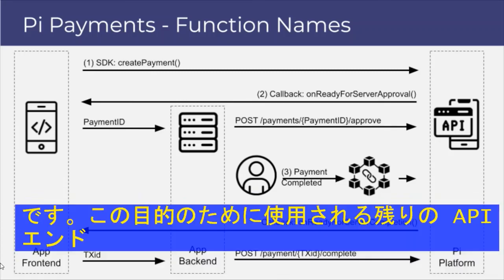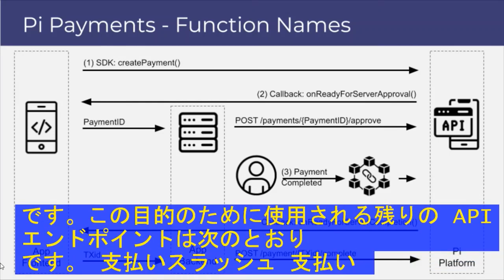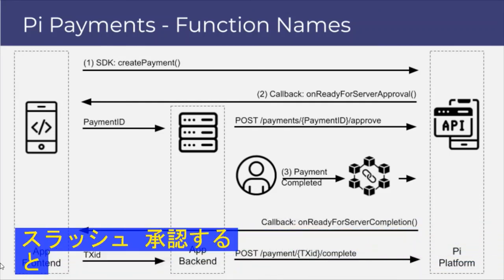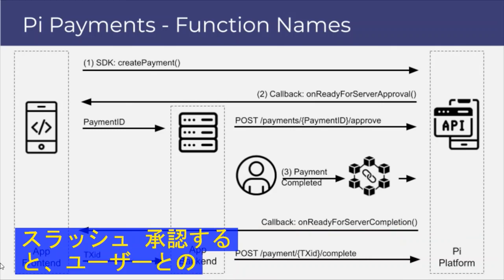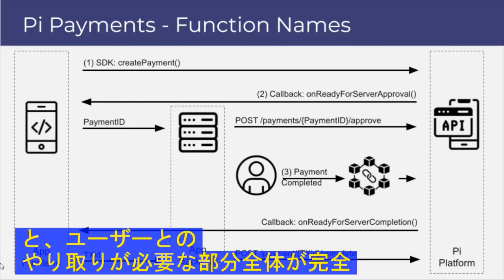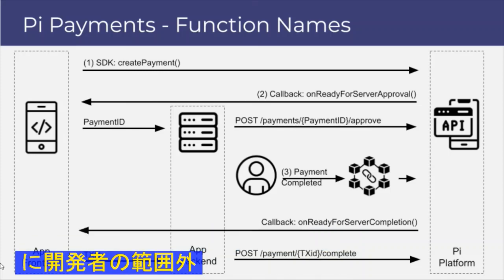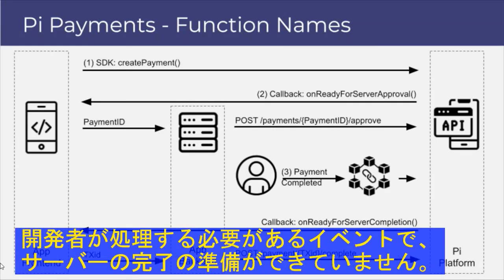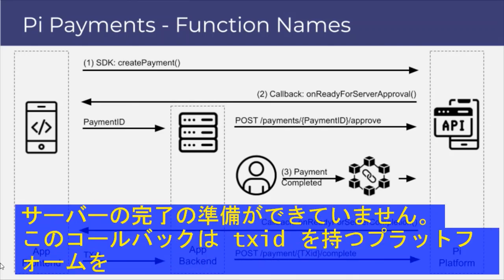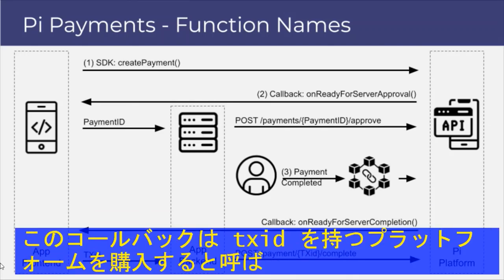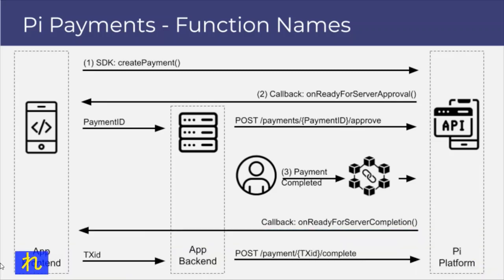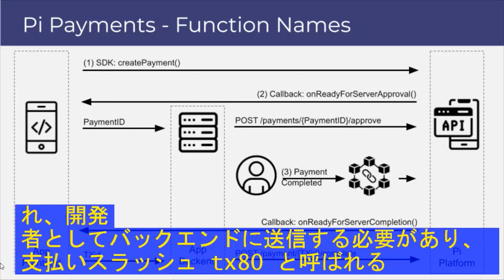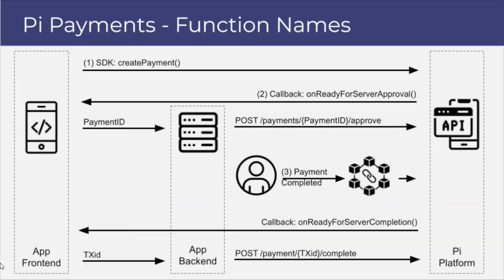The REST API endpoint that is used for this purpose is payment/payment ID/approve. And then the whole part where the user interaction is needed is completely out of the developer's hands. And when we get to the next event that the developer needs to handle, which is onReadyForServerCompletion, this callback is called by the Pi platform with a TXID that we then have to send to our backend as a developer, and it gets posted to the REST API endpoint called payment/TXID/complete.